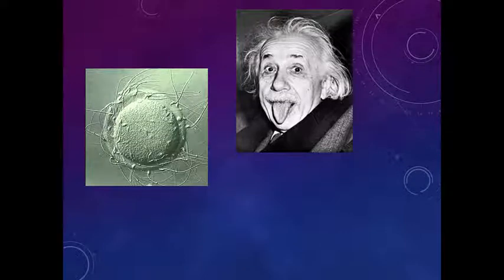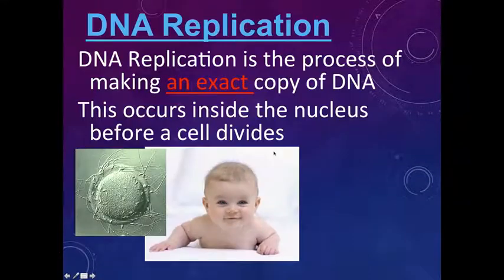So the question is, how do you get from a single cell with one copy of DNA instructions to a multicellular organism that has trillions of cells, all with the same DNA instructions? Now the key is DNA replication. In DNA replication, it's making an exact copy of all the DNA inside of a cell to make sure that when the cell divides, each new cell has the exact same DNA instructions.